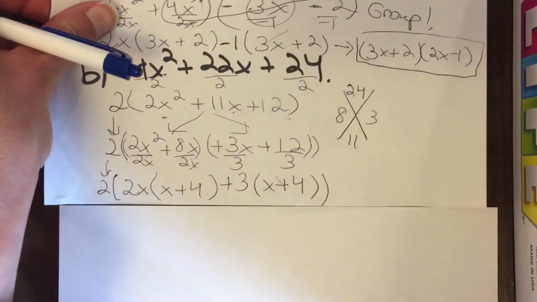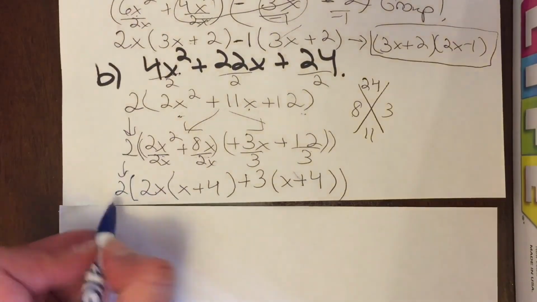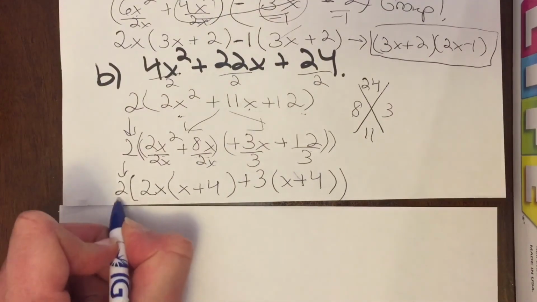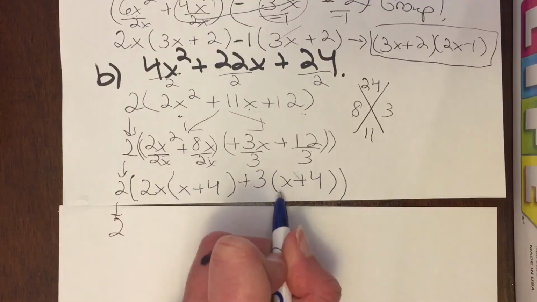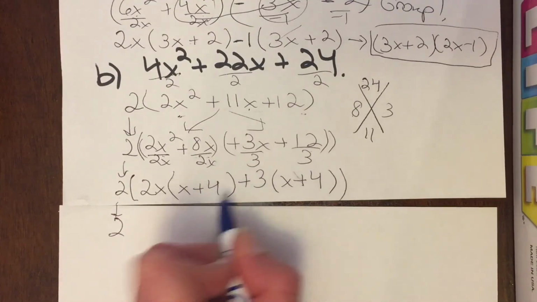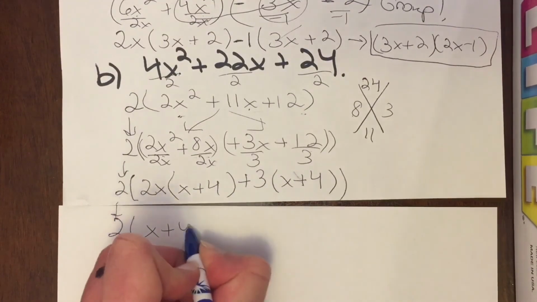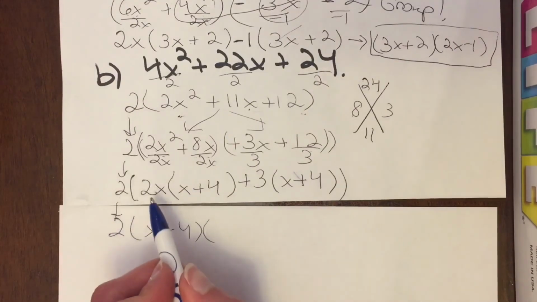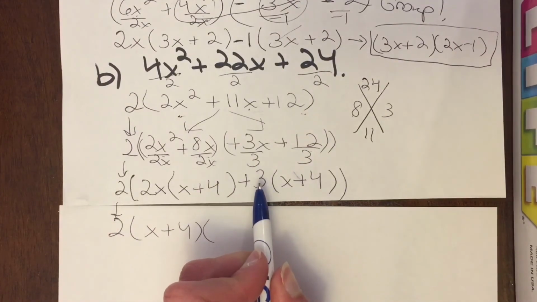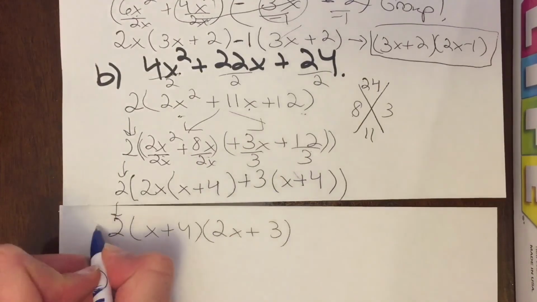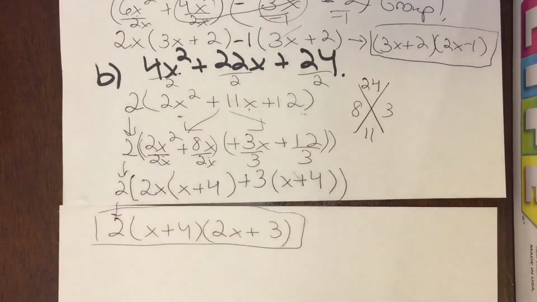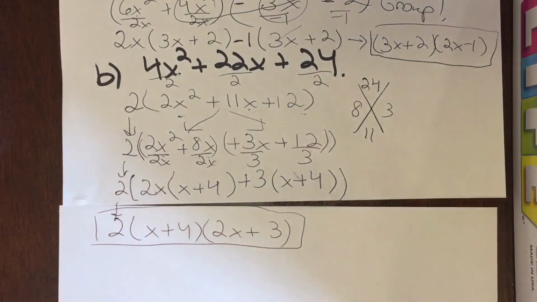So for the final answer, that 2 just stays out front. So he just gets brought along. And then in here, you should notice I have x plus 4 and x plus 4. So just like we've been doing with grouping, those should match. So my one factor is x plus 4. And then my other factor is whatever was left over in front. So my other factor is 2x plus 3. And that is your final answer.